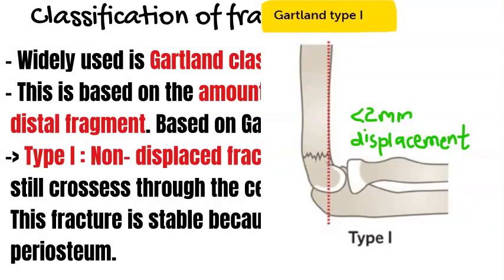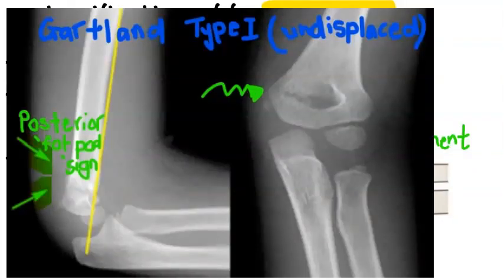This figure illustrates the Gartland type 1 fracture. You can see the anterior humeral line is not significantly displaced, still transecting almost normally, and there is less than 2 mm displacement of the fracture. This figure shows the anteroposterior and lateral view of the Gartland type 1 undisplaced. Again, we can see the anterior humeral line is a bit affected and the posterior fat pad sign present.